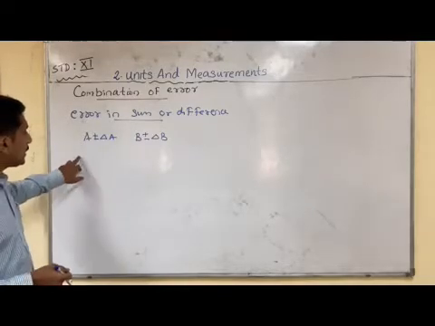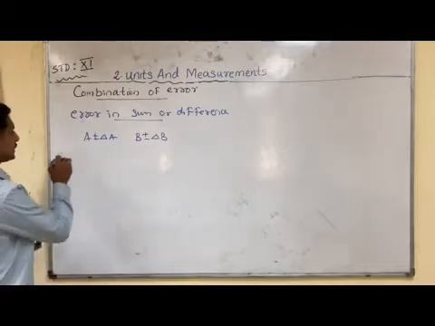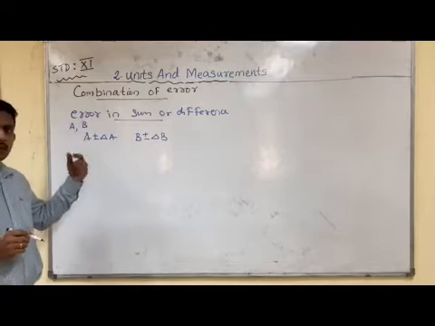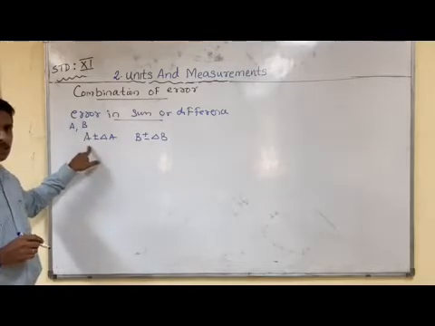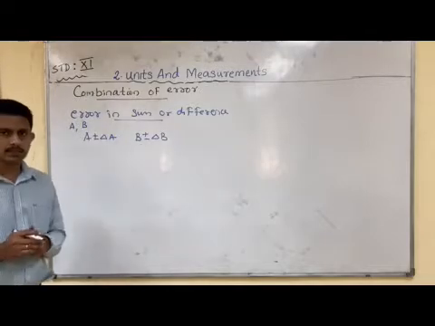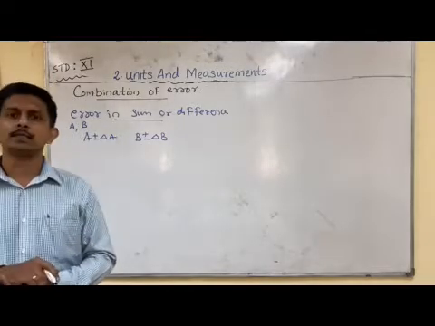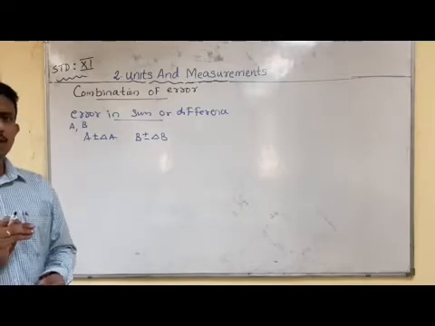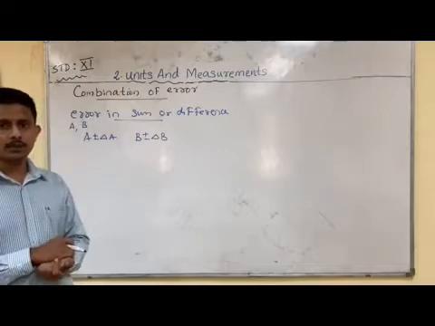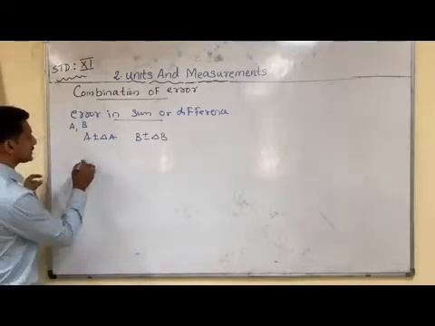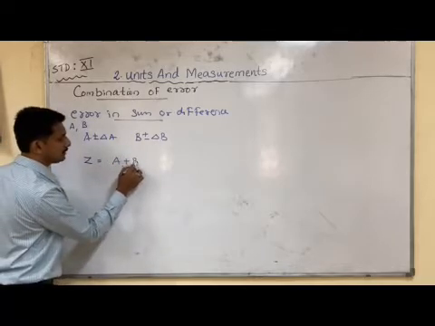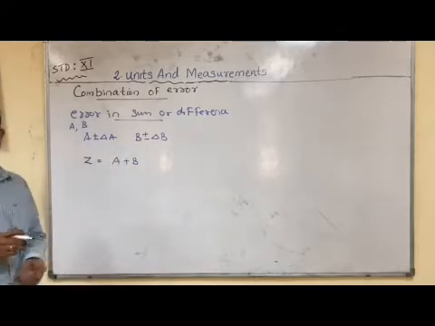So we are considering A and B as the two physical quantities. The error in this measurement is considered as A plus or minus delta A and B plus or minus delta B, where delta A and delta B are the absolute errors in this measurement. So we are going to add these two physical quantities. That means we are considering the operation of addition, Z is equal to A plus B. This is the mathematical operation we are going to perform.